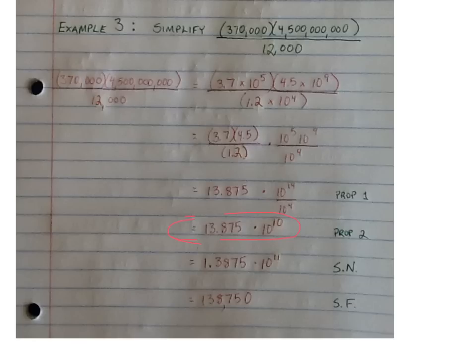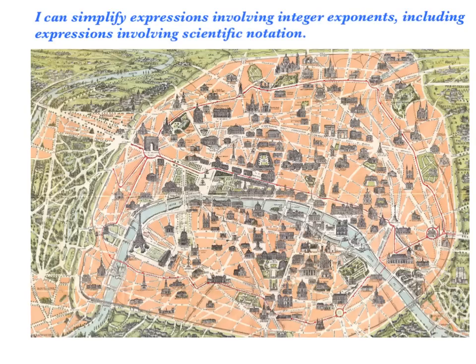Which if we write in standard form, once I correct my mistake here, we have a very large number of 138,750,000,000. Alright, this concludes the video for skill number 1. I can simplify expressions involving integer exponents, including expressions involving scientific notation.